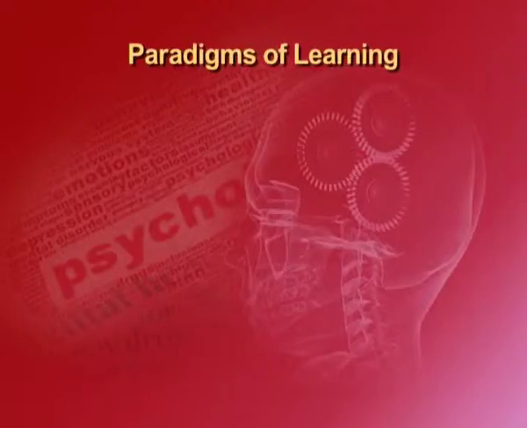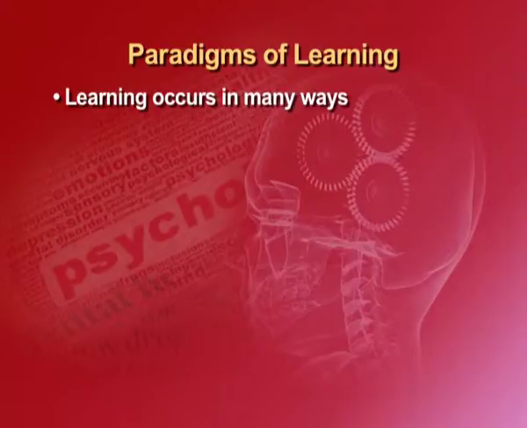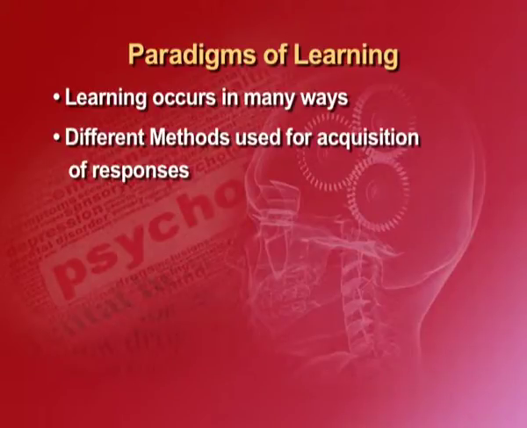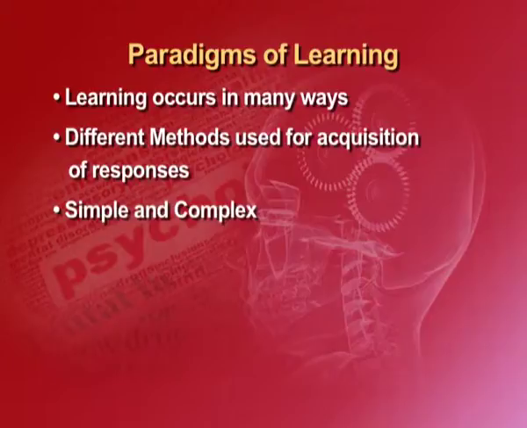Let us come to different paradigms of learning. That is, what are the different kinds of learning? Learning occurs in many ways. There are different methods that are used for acquisition of responses. These methods used may either be complex or simple, and the processes of learning that occur might also be simple or complex. We use different kinds of ways to gain and acquaint ourselves with different kinds of processes.